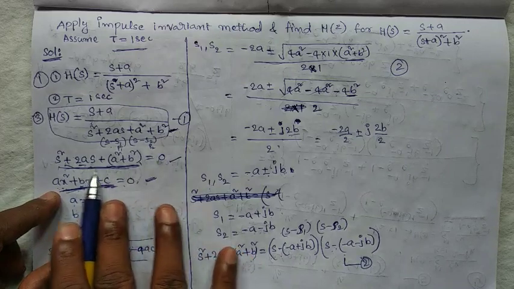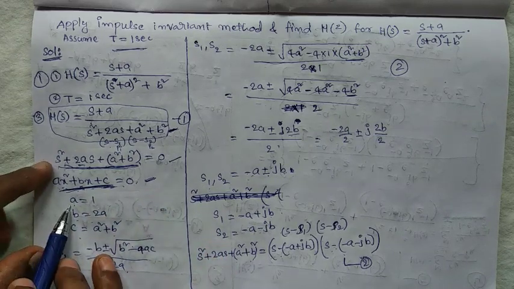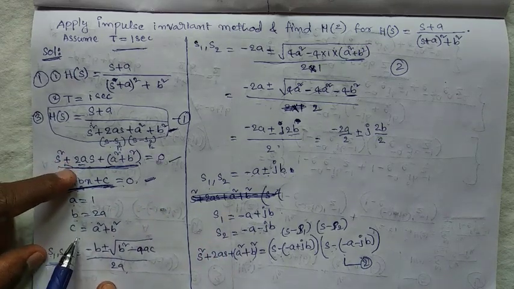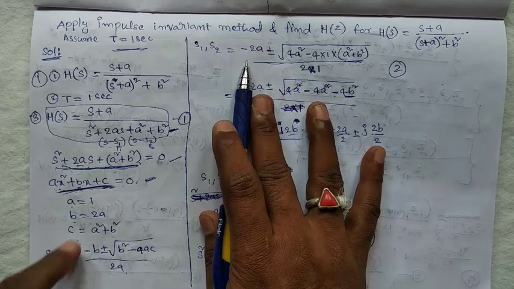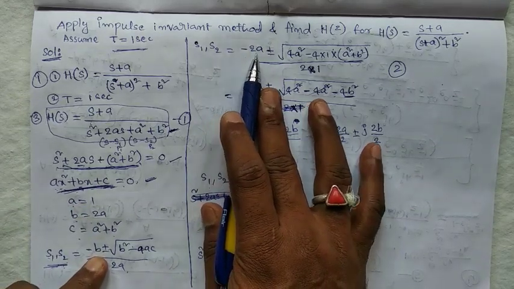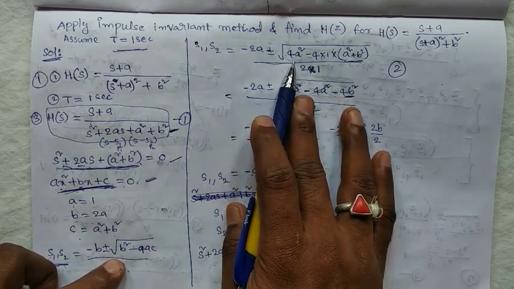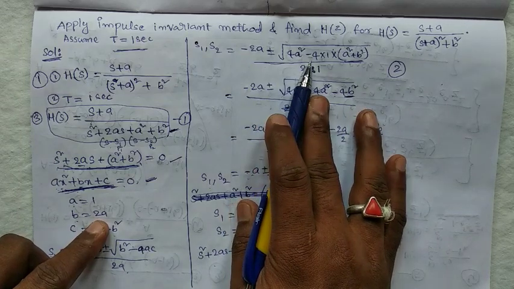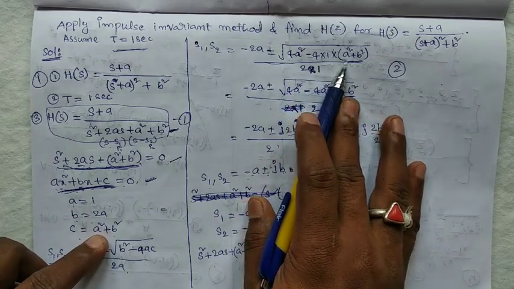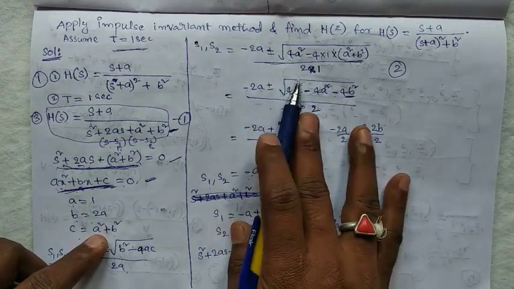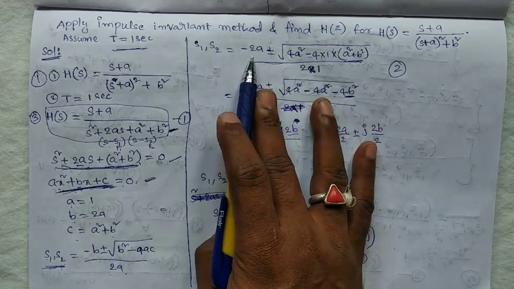Now we are determining the roots of this equation by comparing it with that equation. Here a = 1, b = 2a, c = a^2 + b^2. The roots s1, s2 are equal to minus b, where b value is 2a, plus or minus the square root of b^2, that is (2a)^2 = 4a^2, minus 4ac, where a is 1 and c is a^2 + b^2, all divided by 2a, where a value is 1.